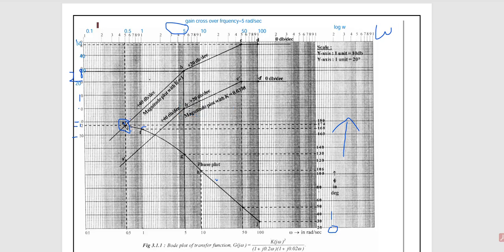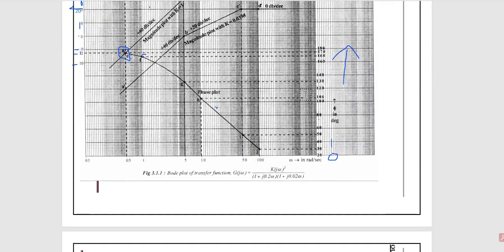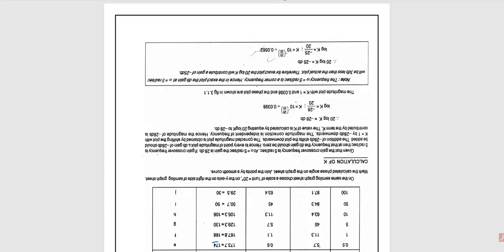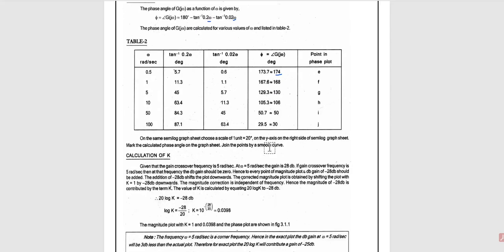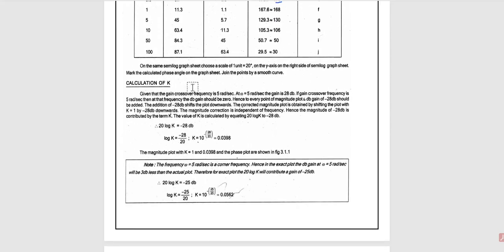So I have drawn the graph like this. This is for this value. For this plot we have to find out the k value. So we'll be going for the k calculation. The k calculation is provided here. You can see here 28. Here you are shifting 28 minus 28 is 0 decibels.